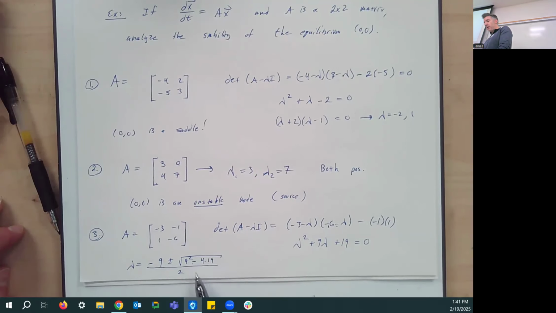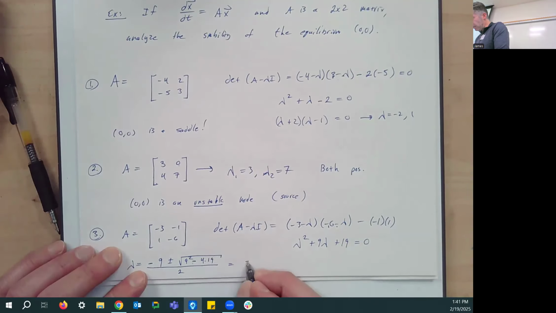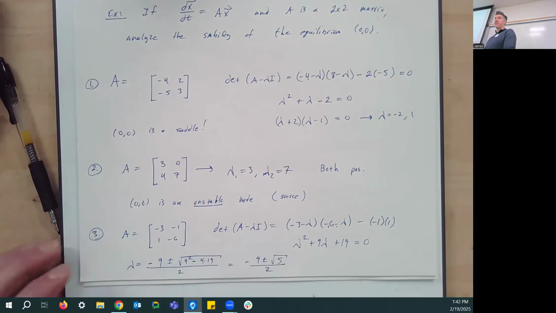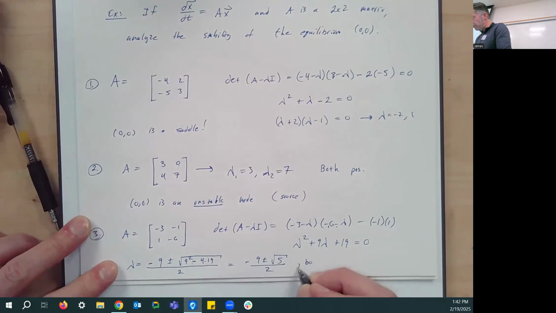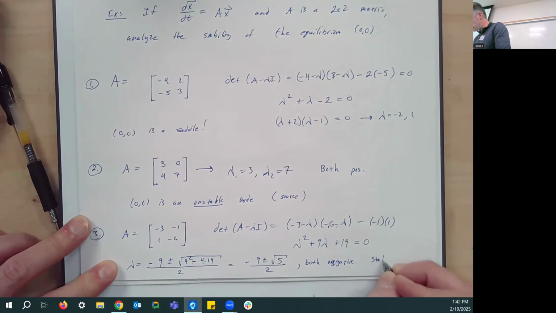In this case, it's not that big, right? 9 squared minus 4 times 19 is like 81 minus 78, I think. 78, 76, which is 5. So here you have -9 plus or minus the square root of 5. And certainly -9 plus root 5 is still very negative. Root 5 is not even close to 9. So these are both negative. Meaning we have a stable node at the origin.